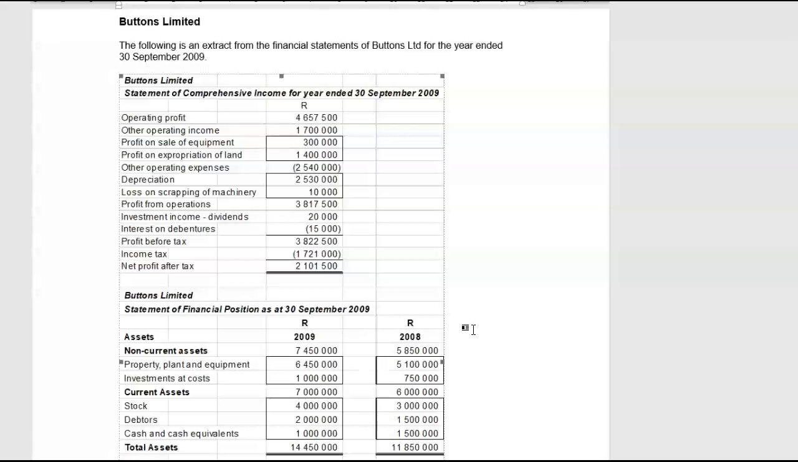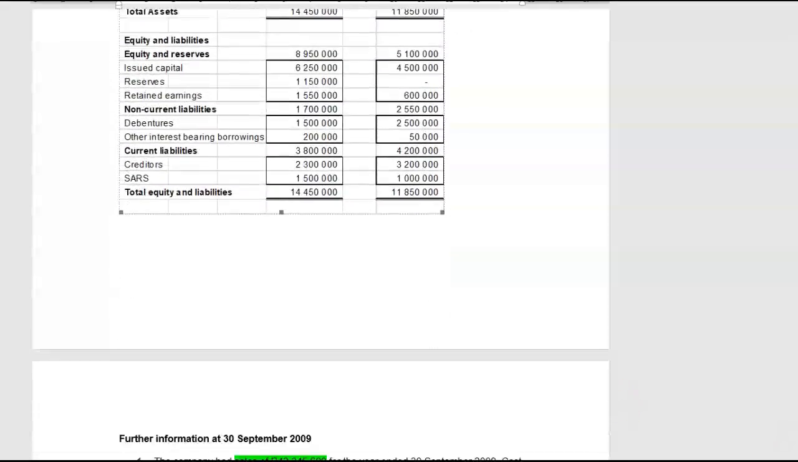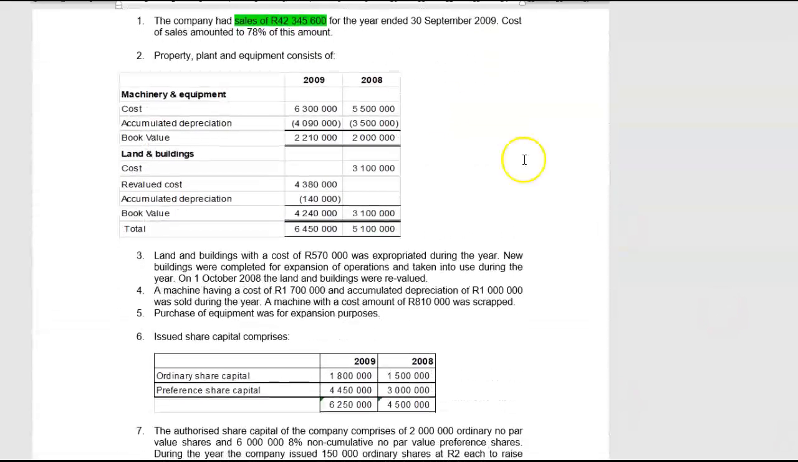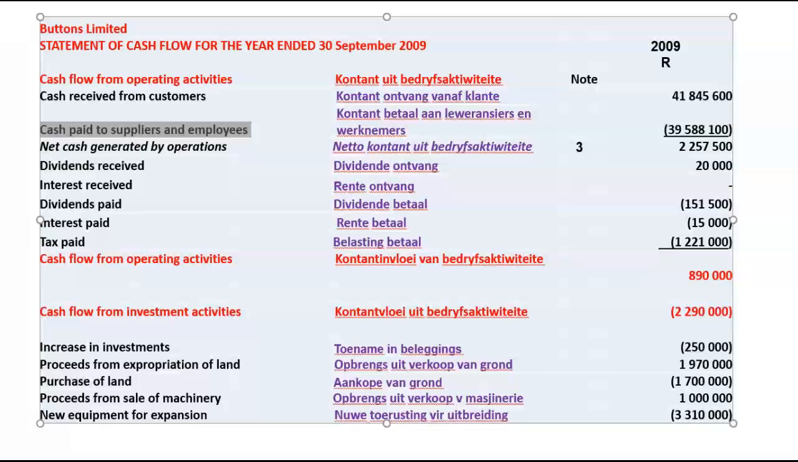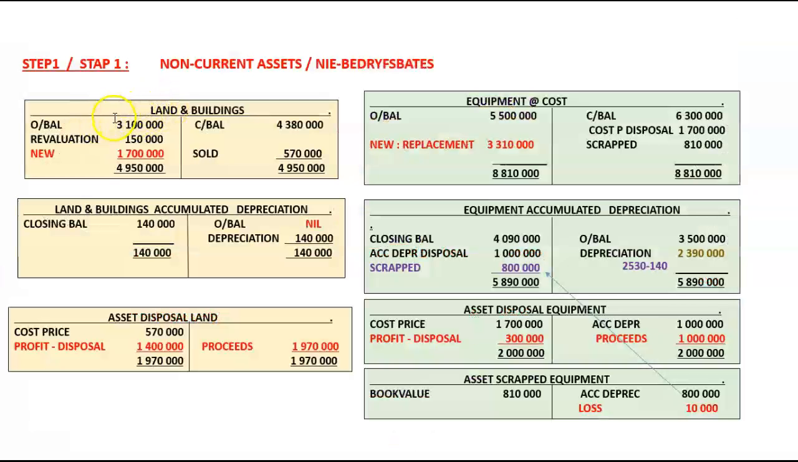So before we really get stuck into this cash paid to suppliers and employees, let's reconstruct our property, plant and equipment figures first. You can see in this question there's quite a lot that happened to our non-current assets. Let's start then at land. Land had an opening balance of 3.1 million and a closing balance of 4,380,000.